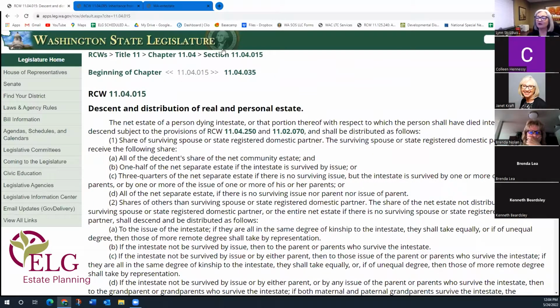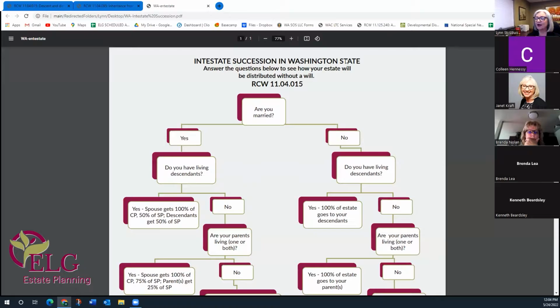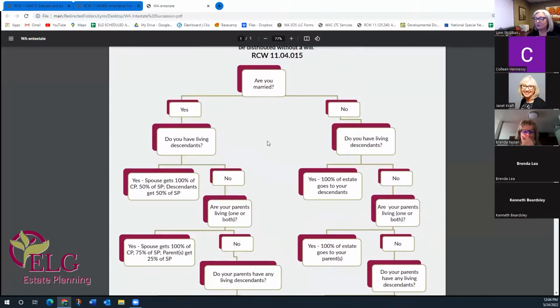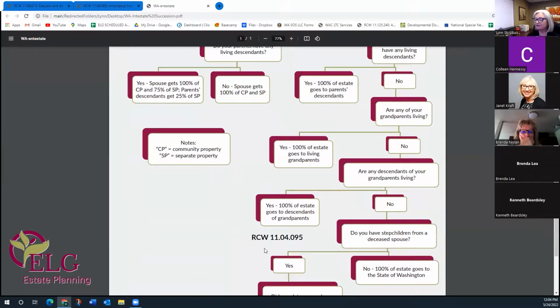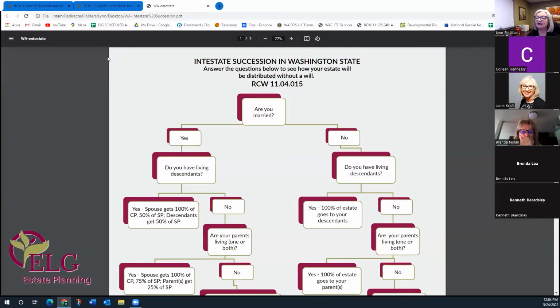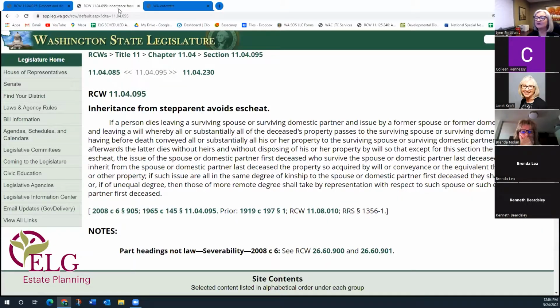That's where all of this graph comes from, aside from one other thing we're going to be talking about at the very end, and that is what happens if there are step parents and how do they avoid what this word is, escheat. What is escheat? That means it goes to the state as opposed to other folks.